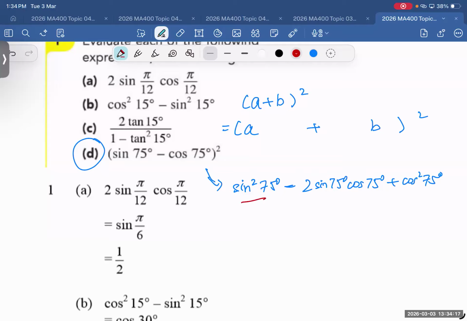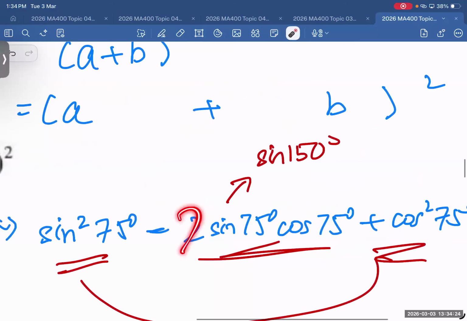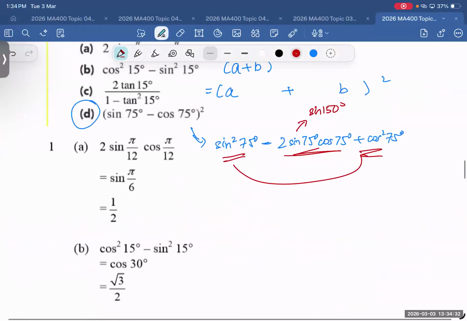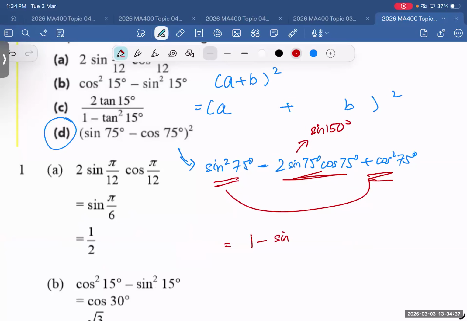So these two add up to 1. This one is the same as sine 150 because 2 sine A cos A is sine 2A. You got it? Wonderful. Now this is the same as 1 minus sine 150. Sine 150 is the same as sine 30, which is a half. 1 minus a half is a half. Okay?